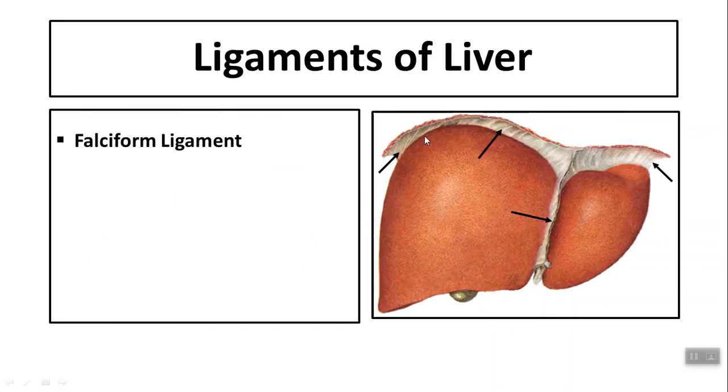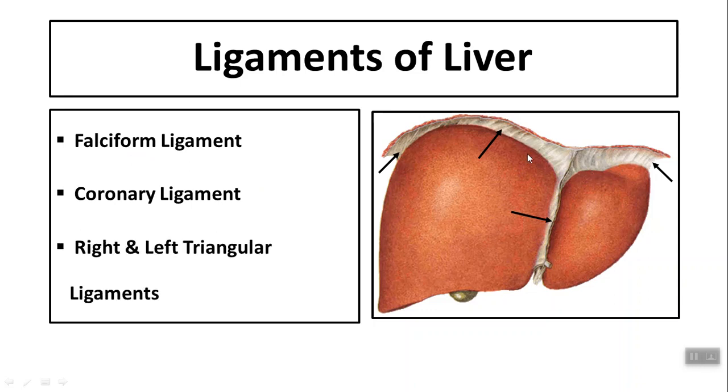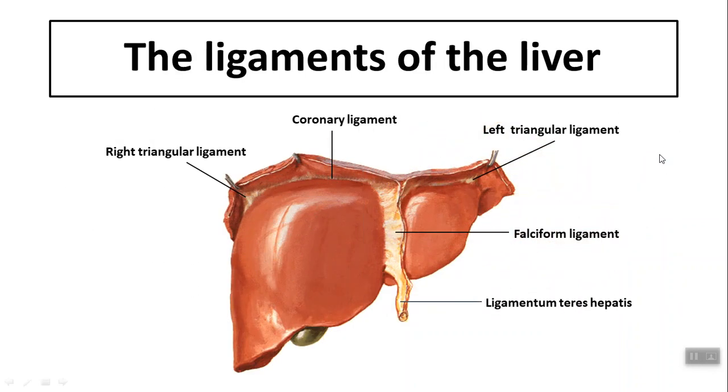Also the ligaments of the liver. The ligaments of the liver are also a double layer of peritoneum. At certain sites it will form a ligament that attaches the liver to the anterior abdominal wall, or to the diaphragm, or to the nearby structures. These are the falciform ligament, the coronary ligament, the right and left triangular ligaments.